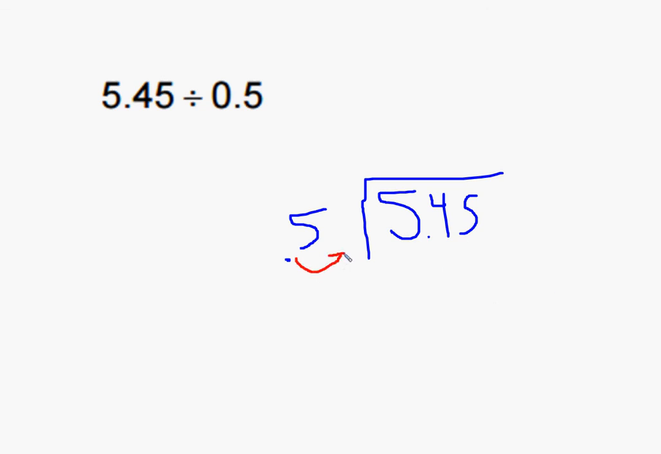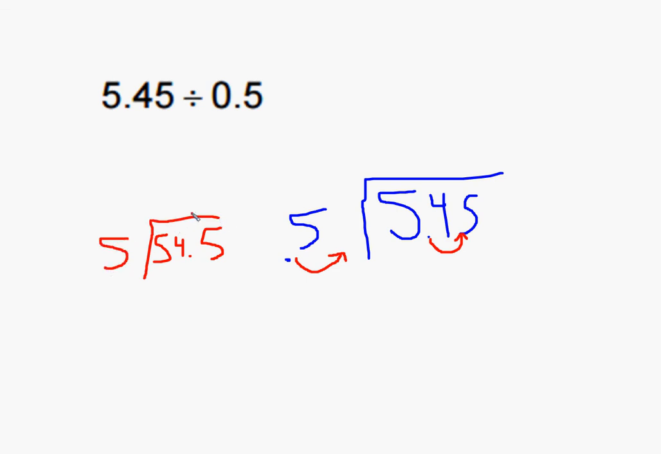Here's another one. We have 5.45 divided by 0.5. Now, once again, we want to move this decimal over here. We want to get rid of it. We put it at the end. So then I move this decimal one place. I don't move it to the end of this number necessarily. I just move it one place. So now this becomes 54.5 divided by 5.